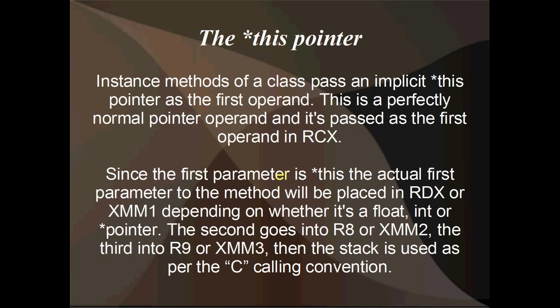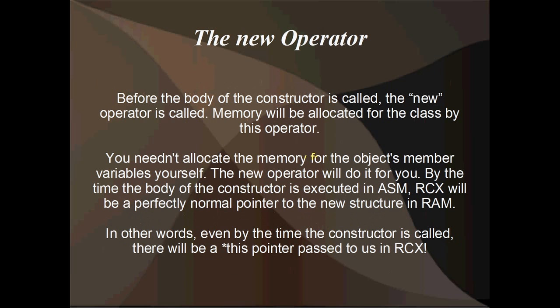So that means that the actual first operand to the method, so we've got a method that maybe takes two integers, a and b, the a will be passed in RDX, since RCX is used to pass the this pointer. Or if you're passing floats, then XMM0 won't be used at all. The first float parameter will be passed in XMM1. Yeah, and then it goes on to use the stack after that, after XMM3 or R9, as per the normal C calling convention.